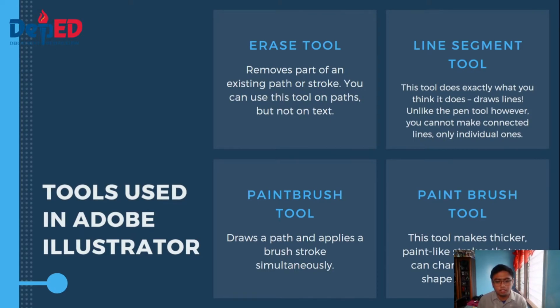Pencil tool, this is different from the Paintbrush tool. The Pencil tool draws a path and applies a brush stroke simultaneously, while the Paintbrush tool makes thicker, paint-like strokes that you can change in width, shape, and texture.